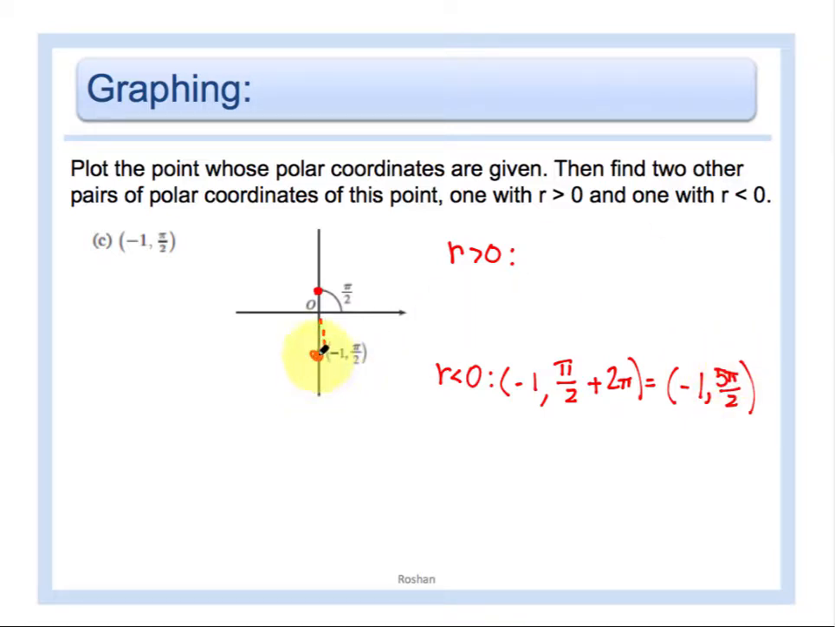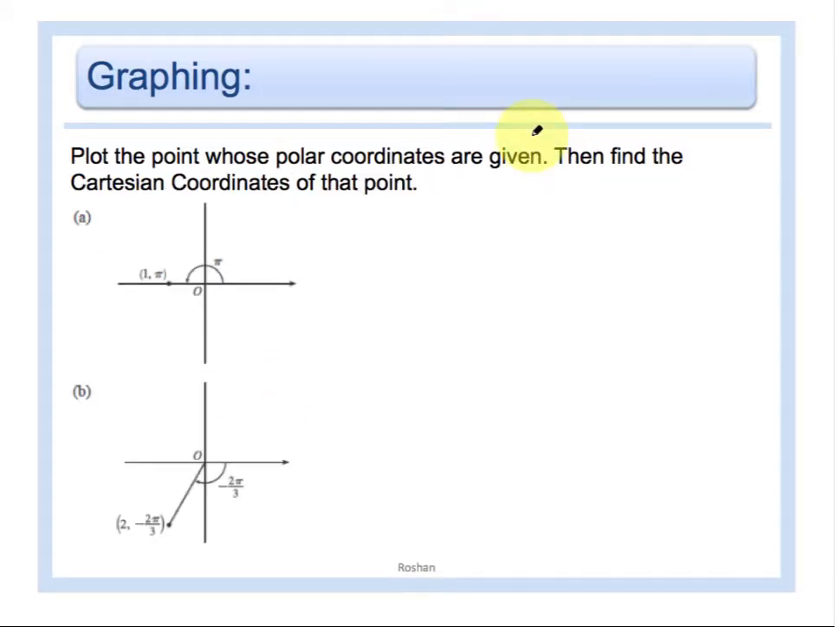So what would be another way to think about this point right here? Well, if the radius is 1, then I'm going over 3 pi over 2. So that's it. If my radius is 1, then I would be going over 3 pi over 2 as my theta. Now in these problems here, they're asking you to plot the point, which they're already plotted.